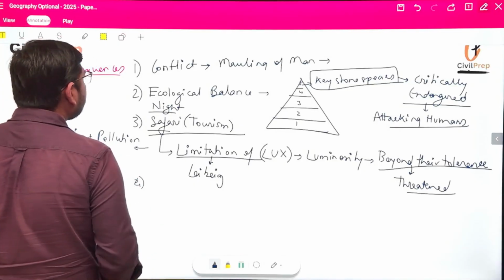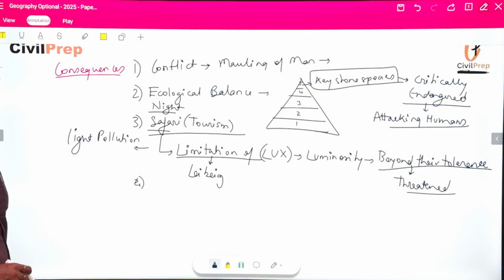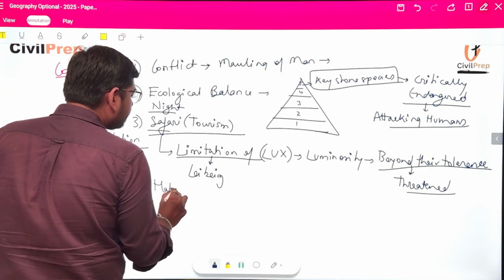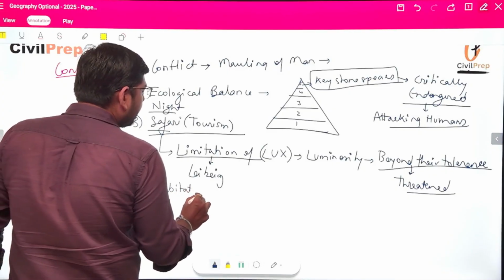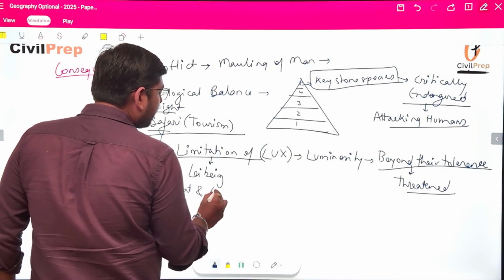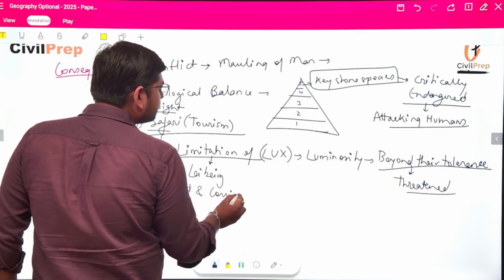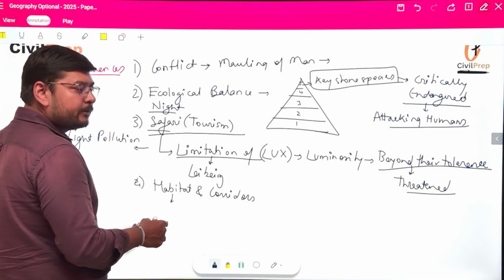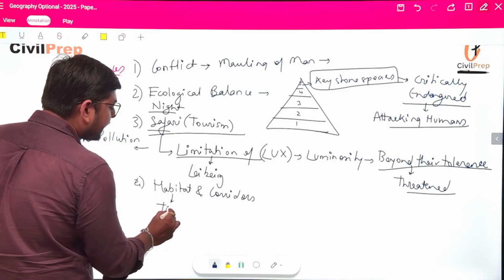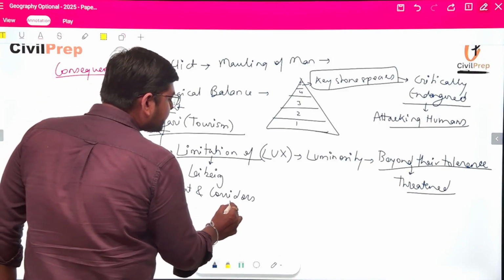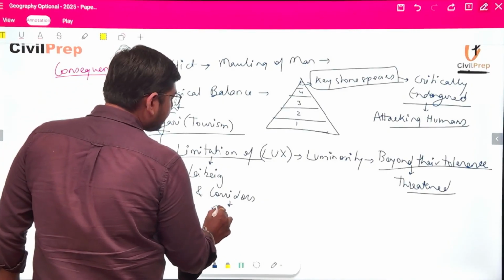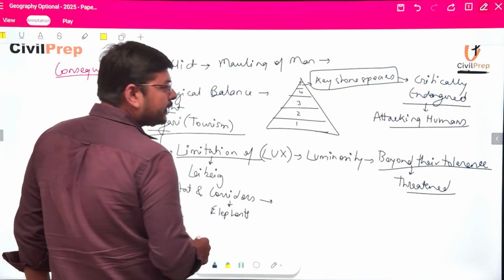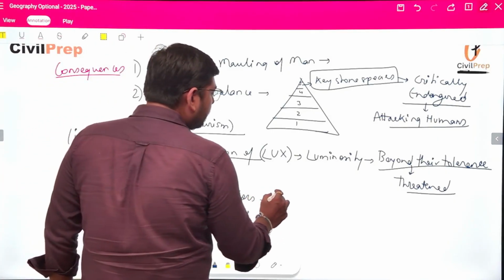Now, in the fourth part, as per these consequences, we are disturbing their habitat and also crossing their corridors. For example, for habitat, there are certain particular areas of tigers where they live, and for corridors, we have animals like elephants. When their habitat is disturbed, they do not know where to go.